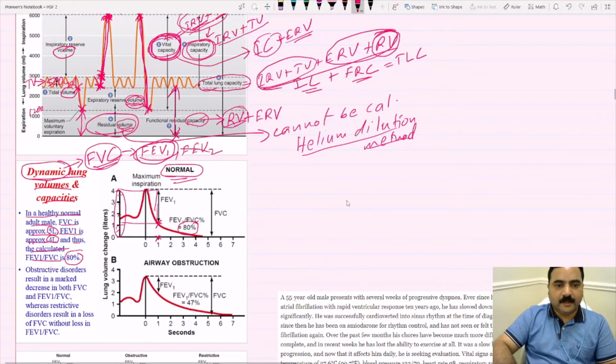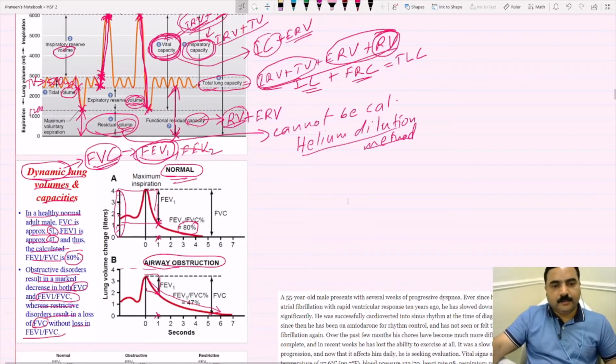Whereas in obstructive lung disorders, like airway obstruction, chronic bronchitis, or emphysema, the time taken for expiration becomes very long. So the FEV1 in the first 1 second is very low, and not only that, the total FVC is also low. So obstructive disorders result in a marked decrease in both FVC and the FEV1 by FVC ratio, whereas restrictive disorders result in a loss of FVC without a loss in the FEV1 by FVC ratio.